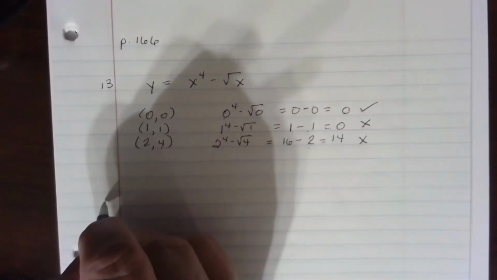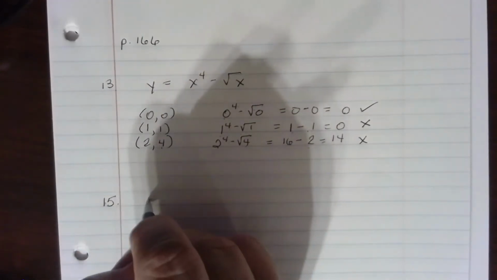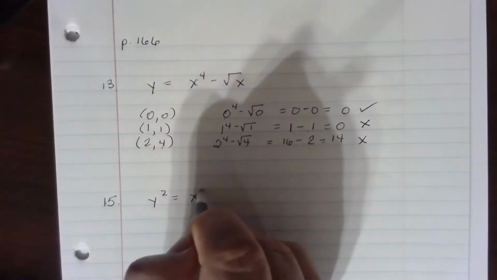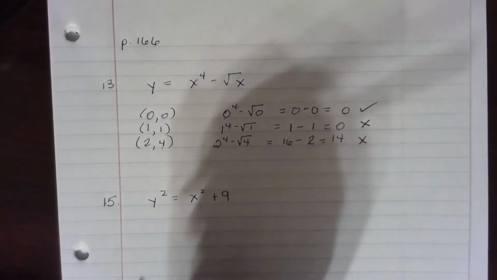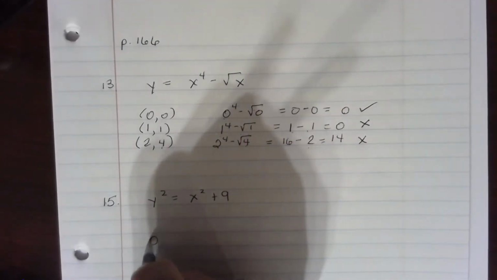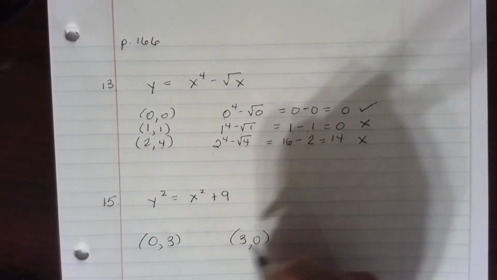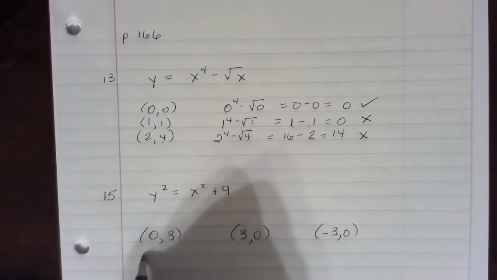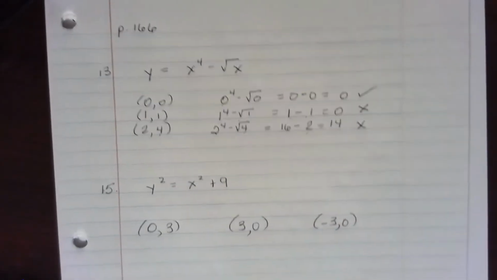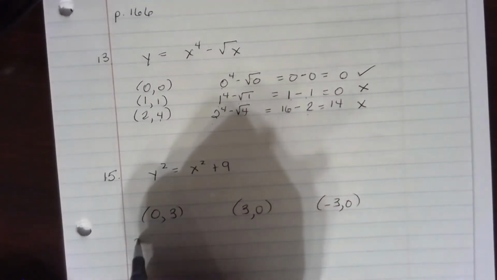Alright, I'm going to skip on down to number 15. I'm going to show you an alternate way to do it than the way I just did. You can substitute in both x and y and see if you get a true statement in the end. So that's what I'm going to try on this problem. I'm going to put in 3 for the y.